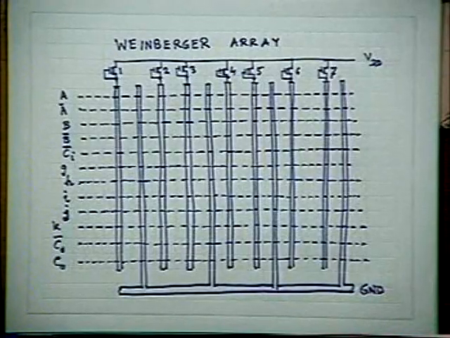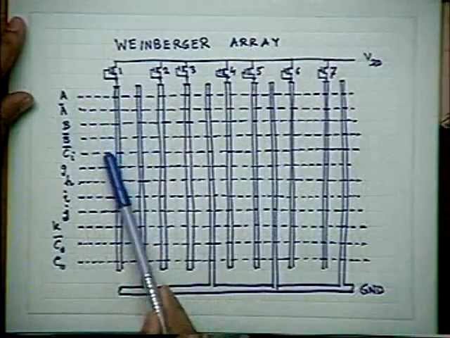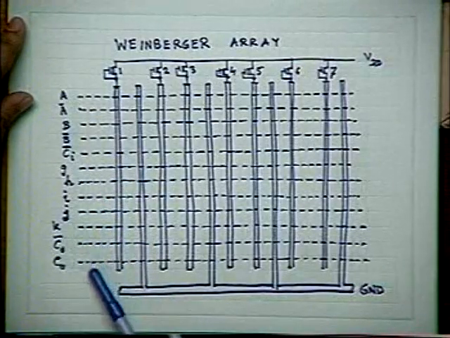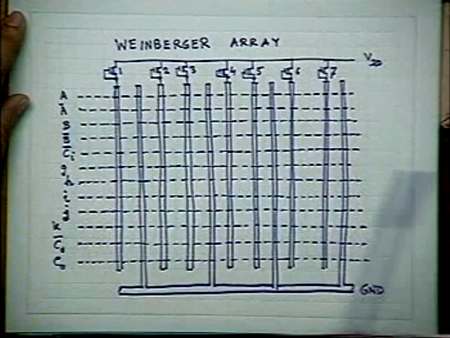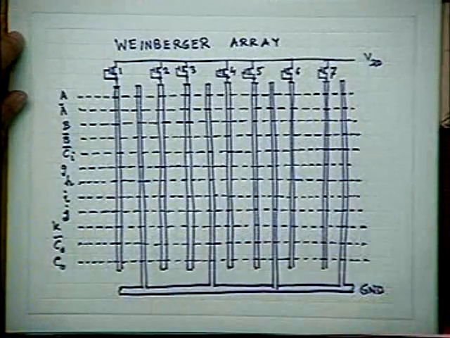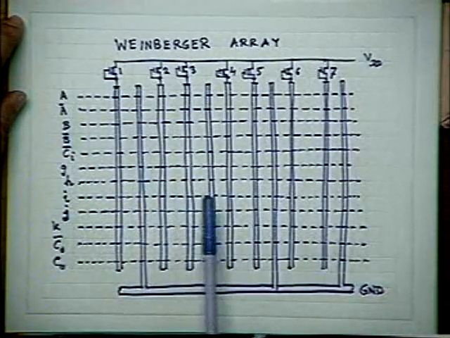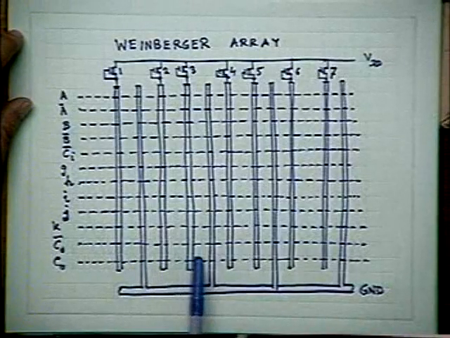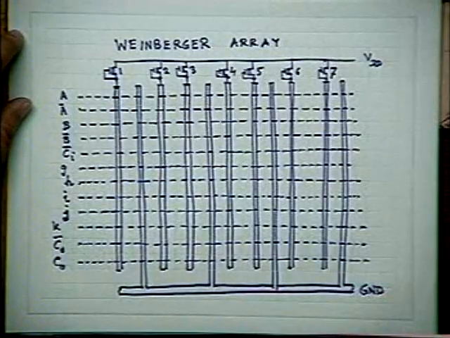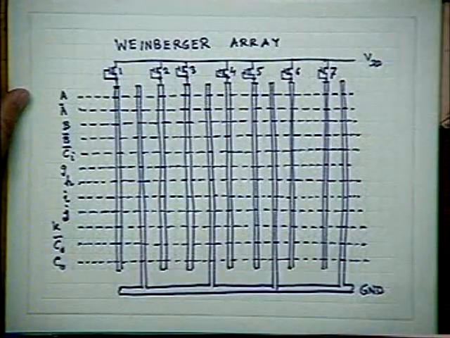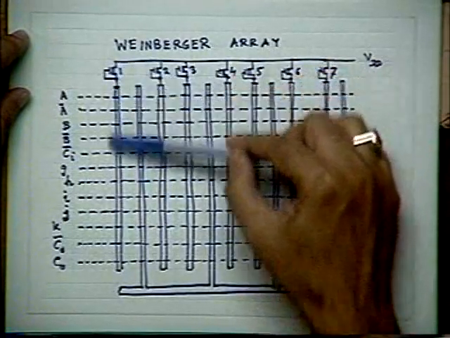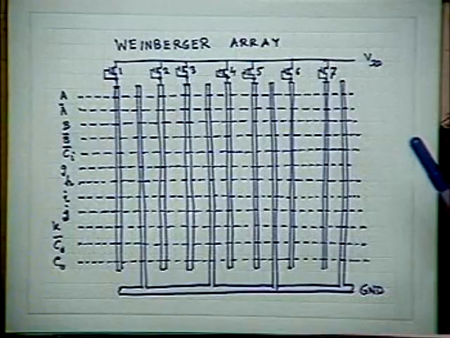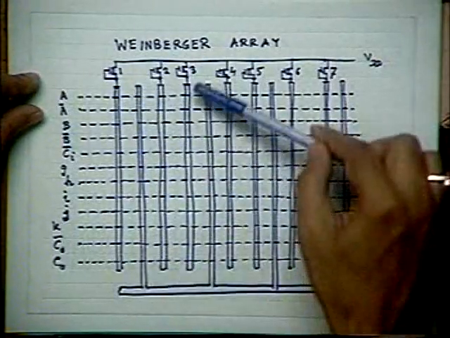So what I've done, I have just 12 polylines, which are all rows, which form the rows of this matrix, whereas 11 metal lines are there, which form the columns of the matrix. These are all nothing but the output lines of the inverters, or because these are connected to the load transistors, so these lines are nothing but the outputs of the NOR gates. These are the pull down ground.